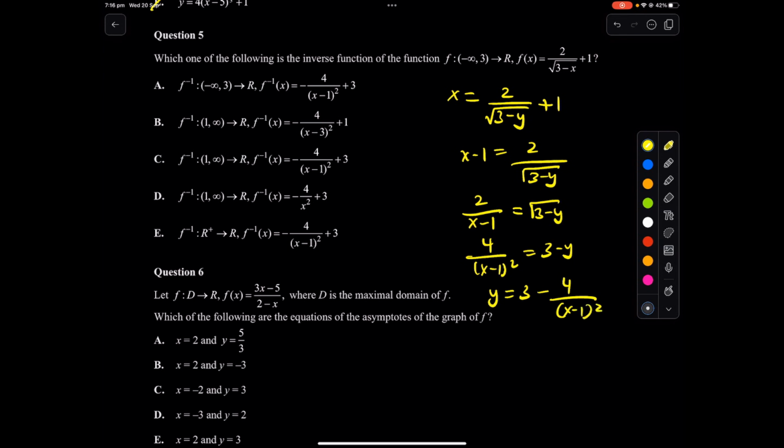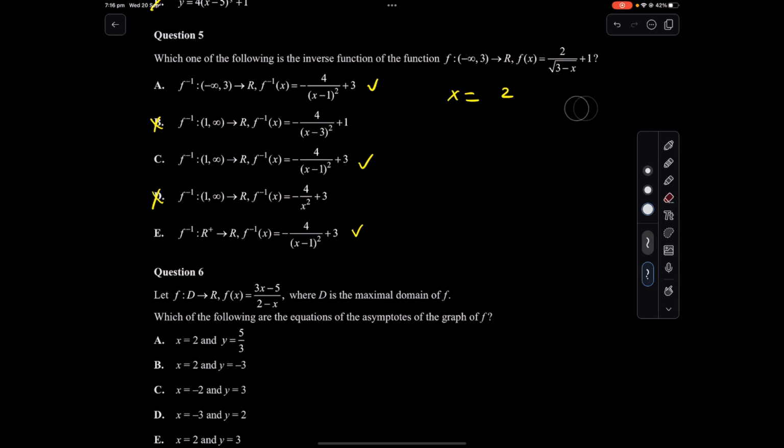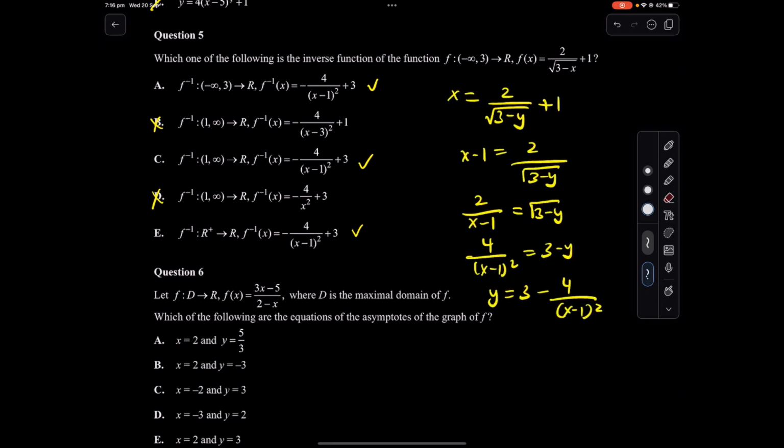So which one does that look like? This one looks good. This one's nope, it's supposed to be a 3. This one looks good. This one is absolutely wrong. And okay, so these look right. So now we just need to find the domain of the inverse. To find the domain of the inverse, it's the range of this original function right over here.